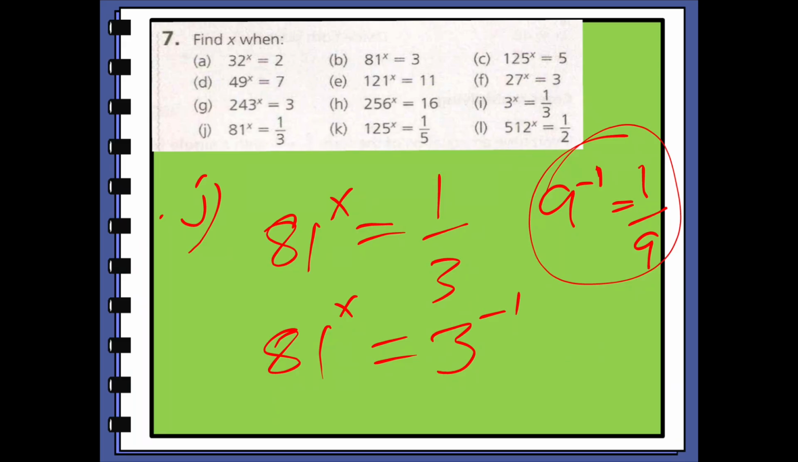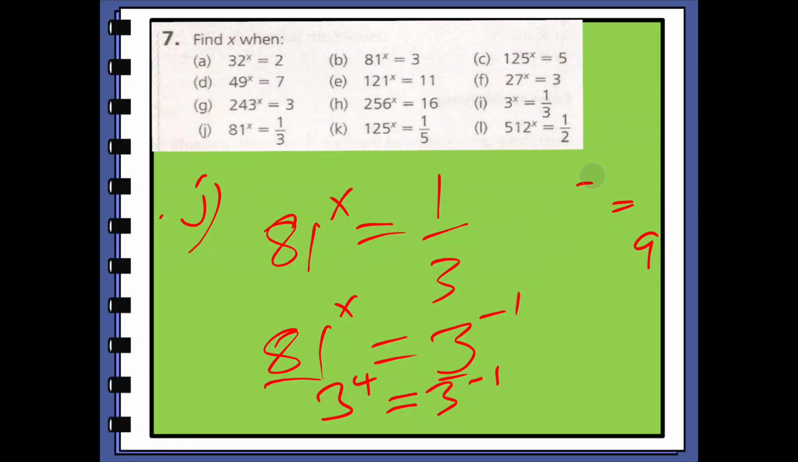Since we've got this, but the bases are not the same. I'm sure I remember that 3 power 4 is 81. So let's make the base the same. 3 power 4 equals 3 power -1. So we are saying that there's an x there. Let's create some space just over here.